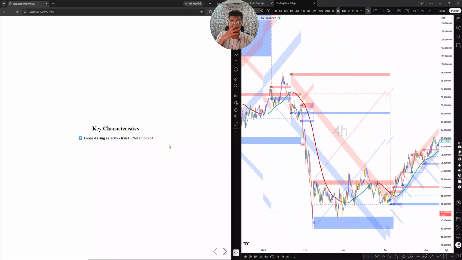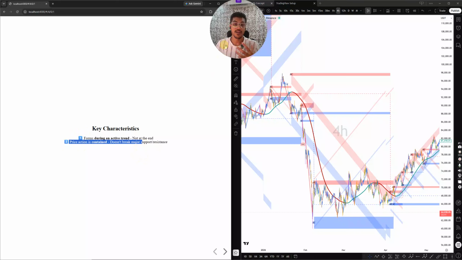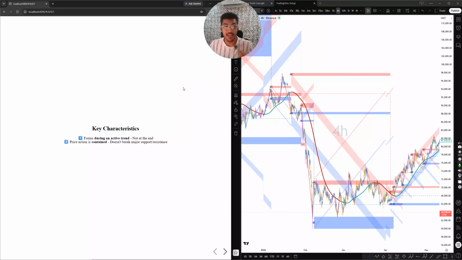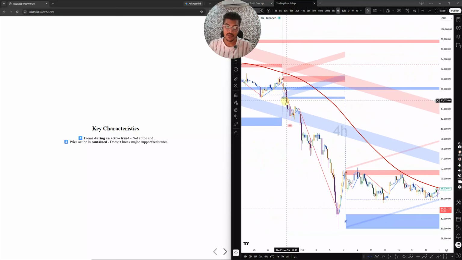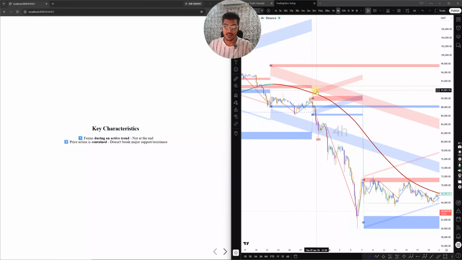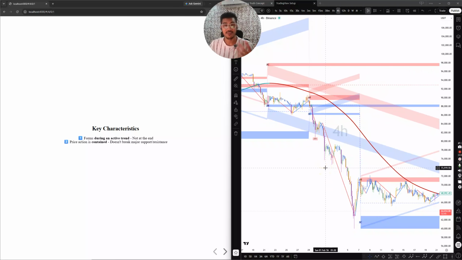The key characteristics of these continuation patterns is that they form during an active trend. Not at the end, but during the active trend. Price action is contained. It doesn't break major support and resistance, as you can see here. This is your sign of weakness, which I have taught you guys. So you can see it doesn't actually break major support or resistance. See, the resistance, it didn't break that. Instead, it just comes down, which is your redistribution.